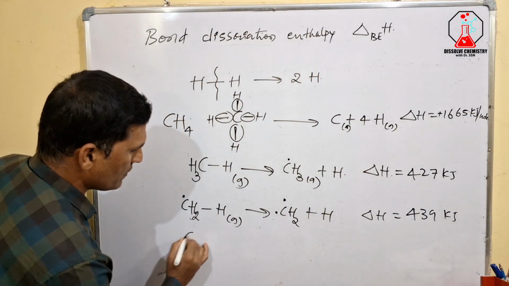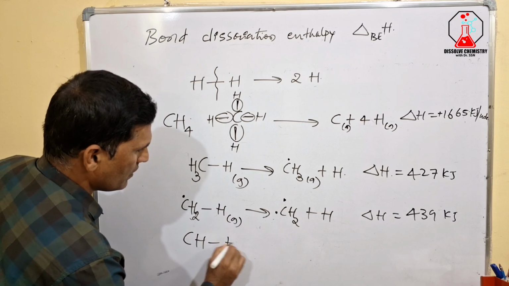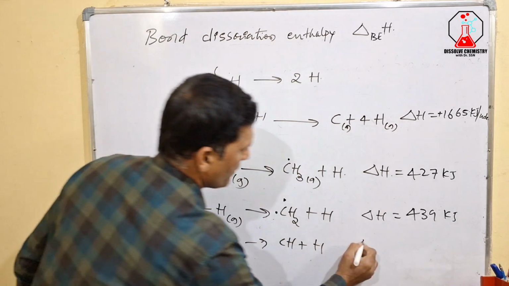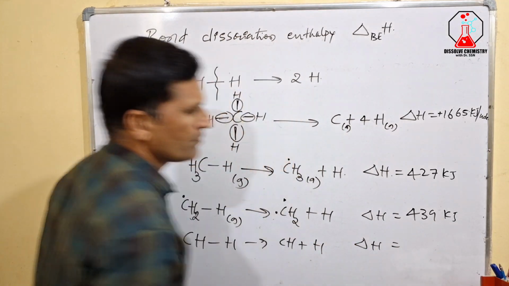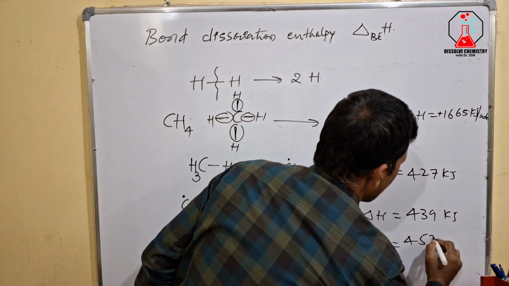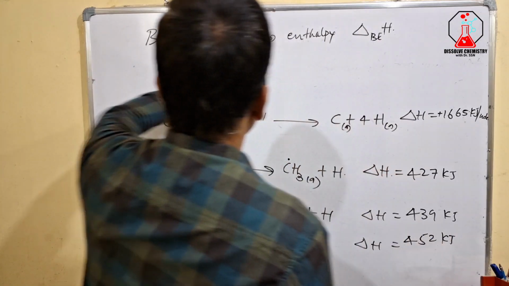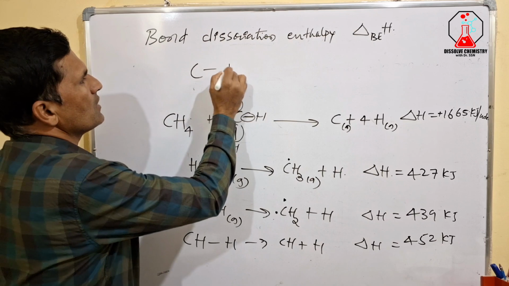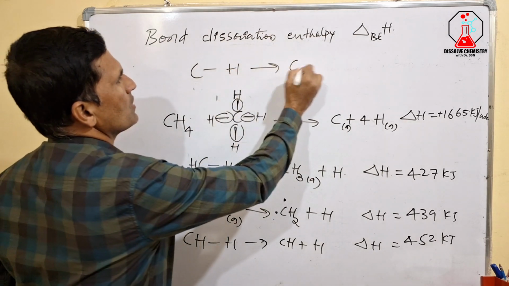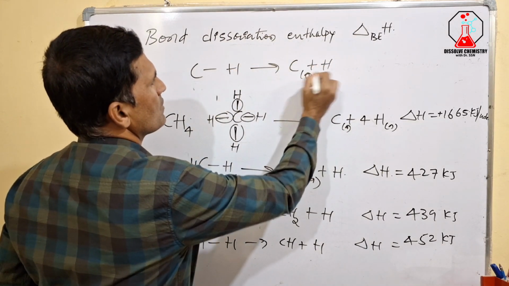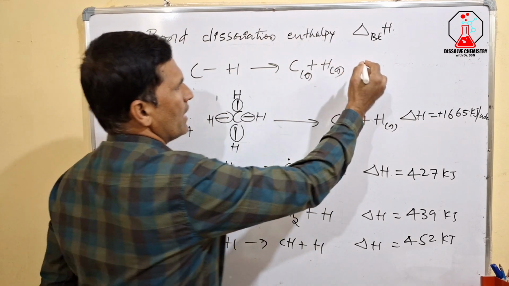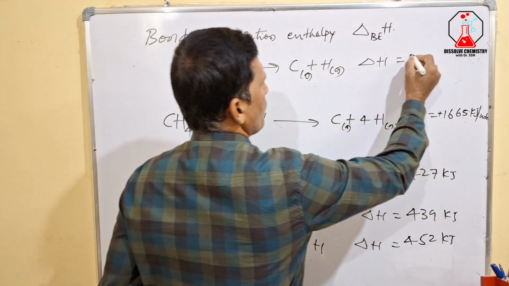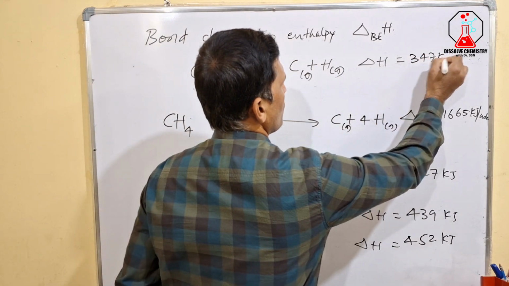Then the next bond is CH plus H, we will get delta H equal to 452 kilojoules. The last bond cleaved will be CH to give C plus H. So that delta H is equal to 347 kilojoules.